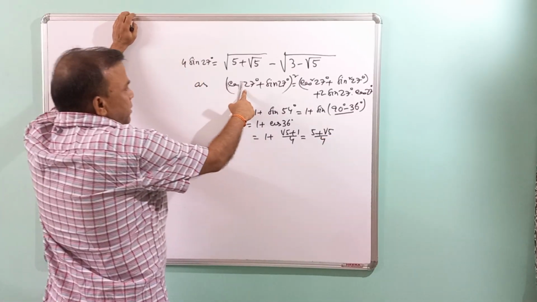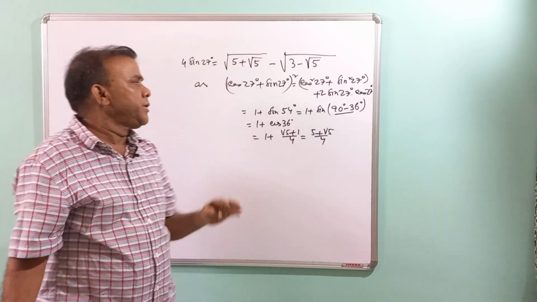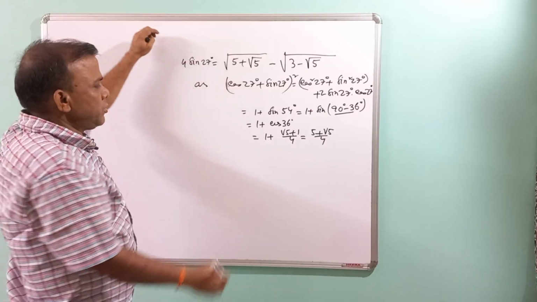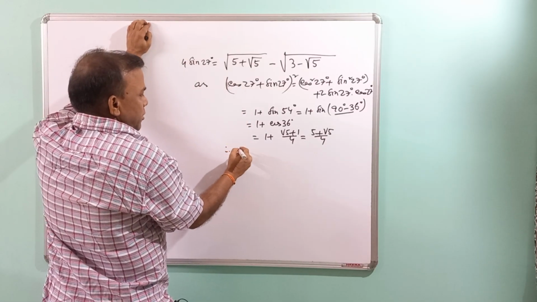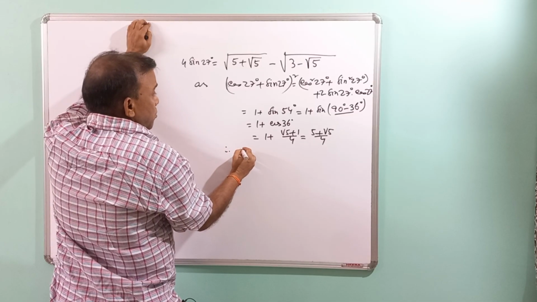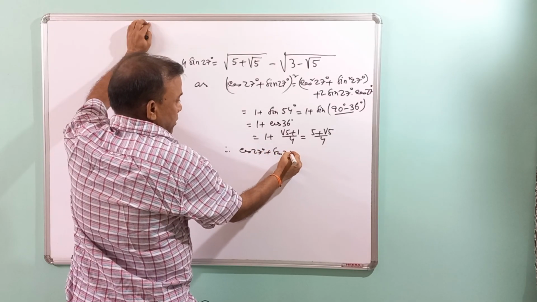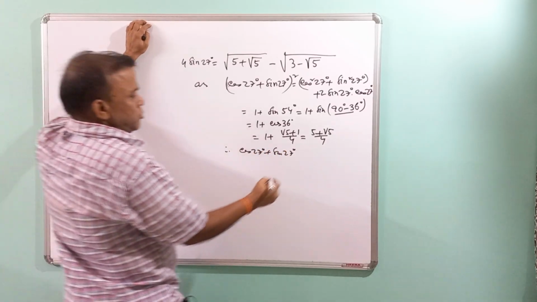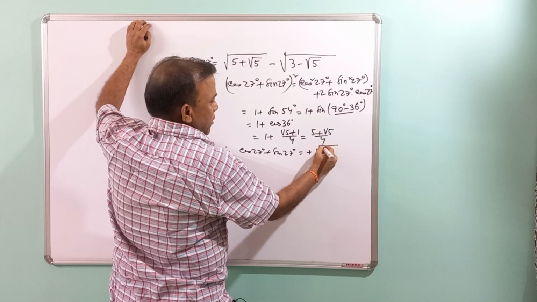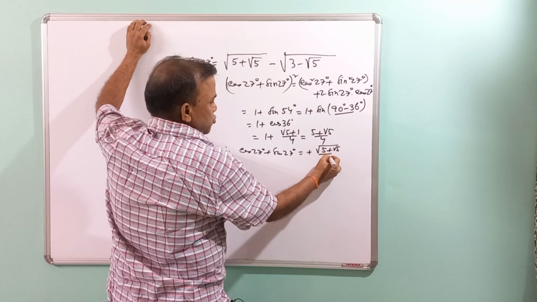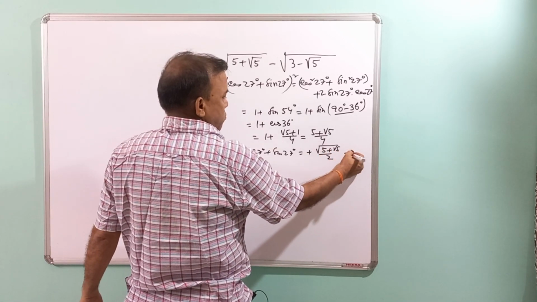As cos 27 and sin 27 both are in the first quadrant, both are positive. Therefore when we take the square root, it will give a positive result. That means cos 27 plus sin 27 equal to plus root under 5 plus root 5 by 2. Okay. Relation number 1.